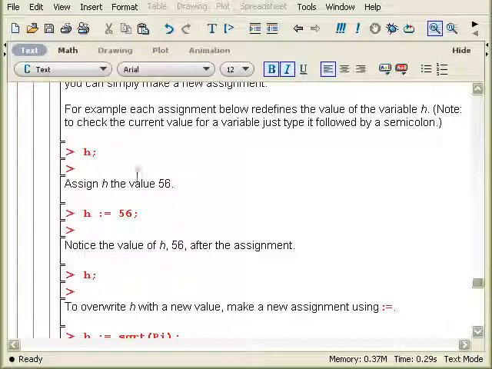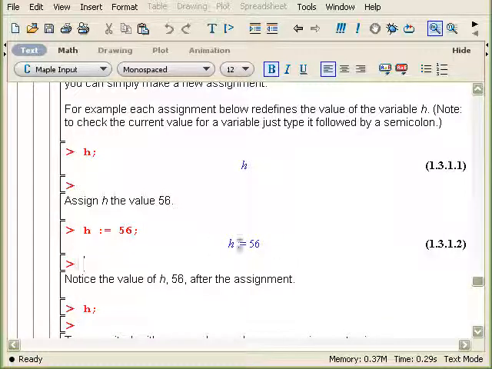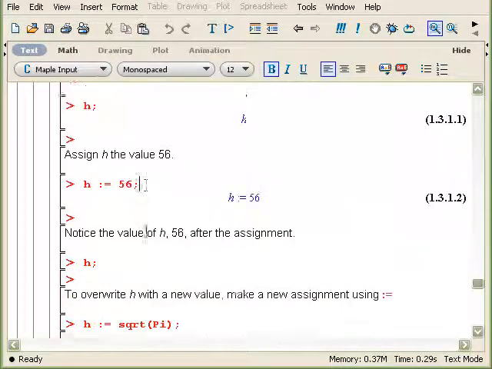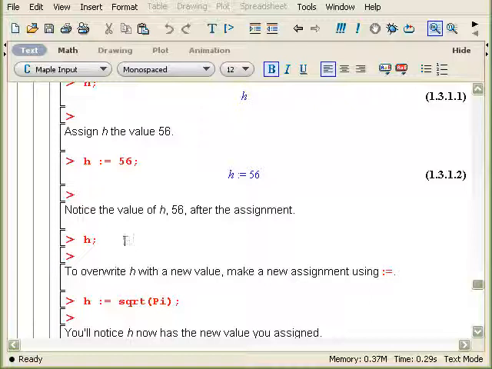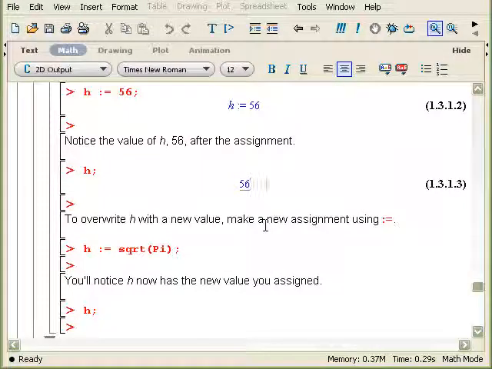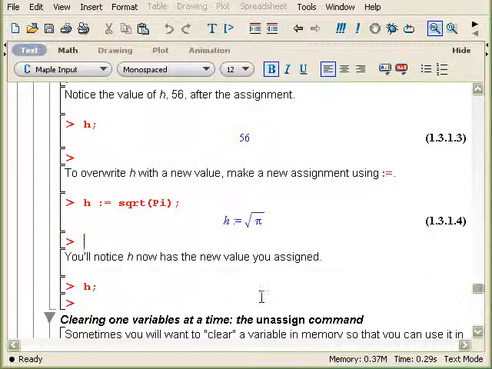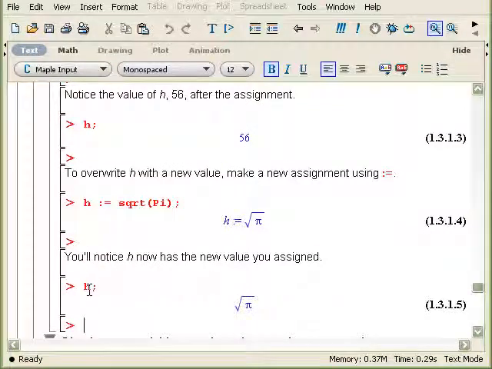Clearing variables. Be careful whenever you assign a certain number or equation to a word or letter, because then Maple remembers it as it is, right? So previously H had never been assigned to anything, so Maple just accepts H. But from now on, until you close this Maple file, Maple remembers H as 56. But to change that assigned number or equation, all you need is to just reassign it. So H for square root of pi. Then from now on, Maple accepts H as the square root of pi, like that.